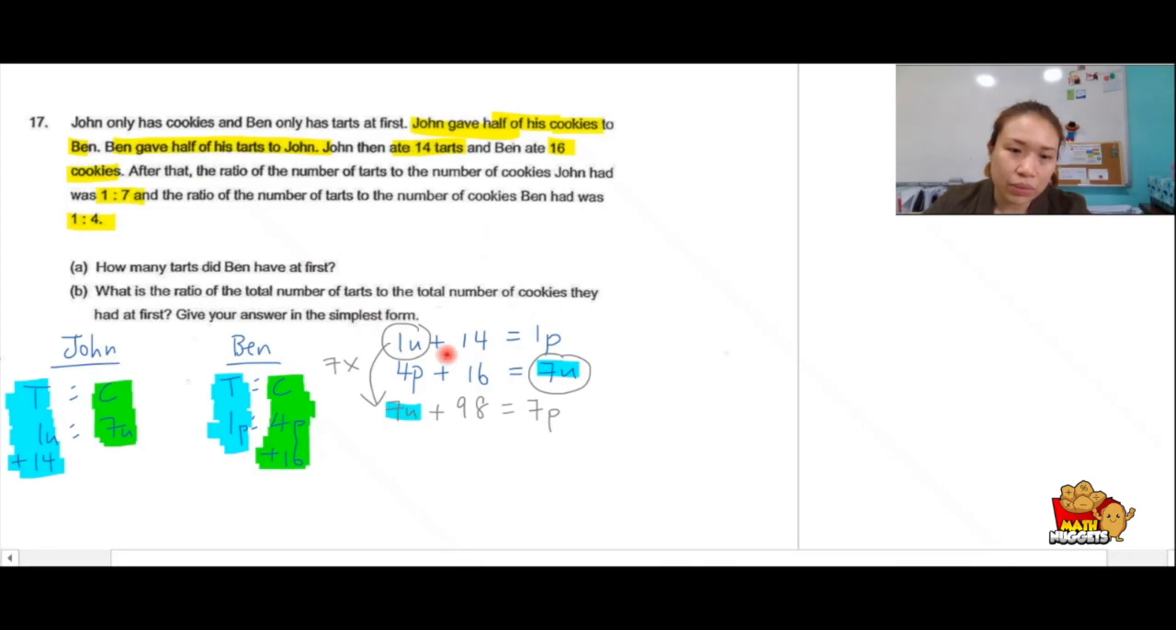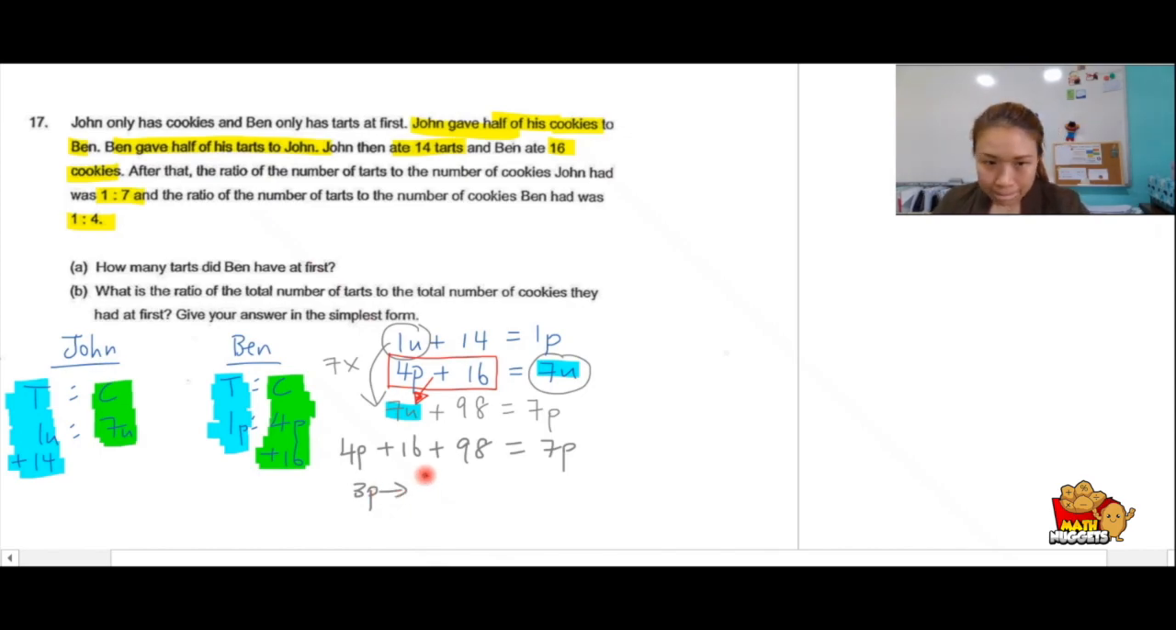So if 7 units is equal to 4 parts plus 16, now I'm going to substitute this in there. Okay, so now my new equation is going to be 4 parts plus 16 plus 98 is equal to 7 parts. So if I were to simplify this, this actually tells me that 3 parts is 114. Okay, so then I will know that 114 divided by 3 gives me 1 part, which is 38.